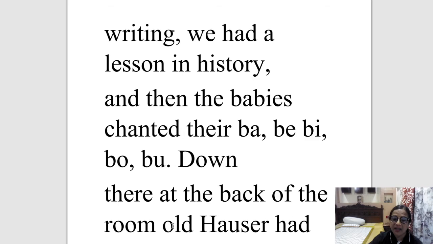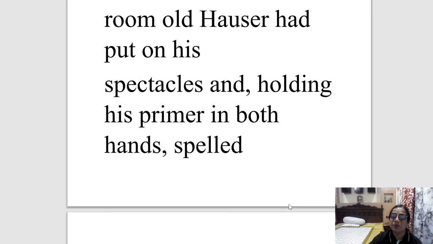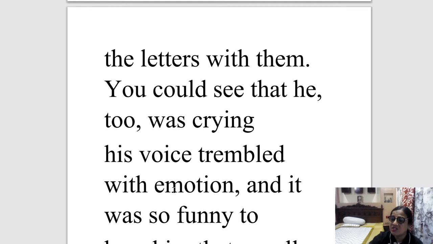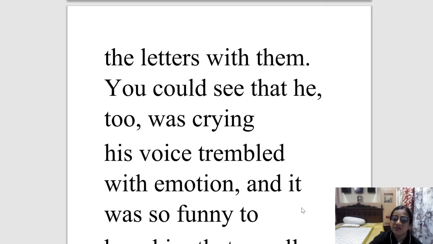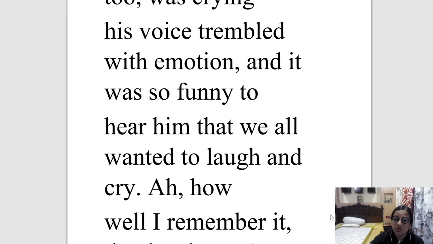And down there at the back of the room, old Hauser had put on his spectacles and holding his primer in both hands spelled the letters with them. You could see that he too was crying. Now Hauser, the old man, he too was crying. And his voice trembled with emotion. And it was so funny to hear him that we all wanted to laugh and cry. So all the other children, they wanted to laugh as well as cry because it was the parting day for them. They had to leave that school because they will no more be taught French in that school.